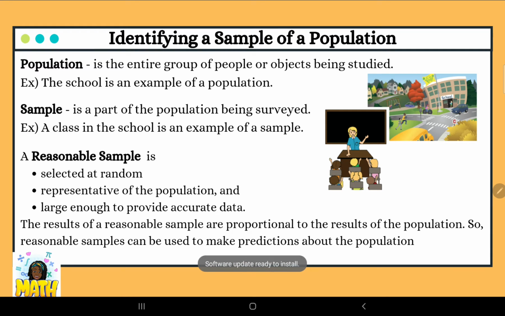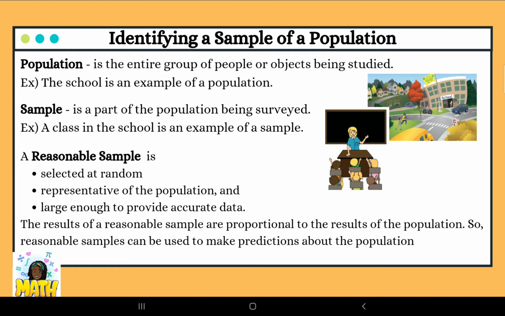Our vocabulary terms: population is the entire group of people or objects being studied. For example, the entire school is an example of a population. A sample is a part of the population being surveyed. So within that school, a class would be an example of a sample.